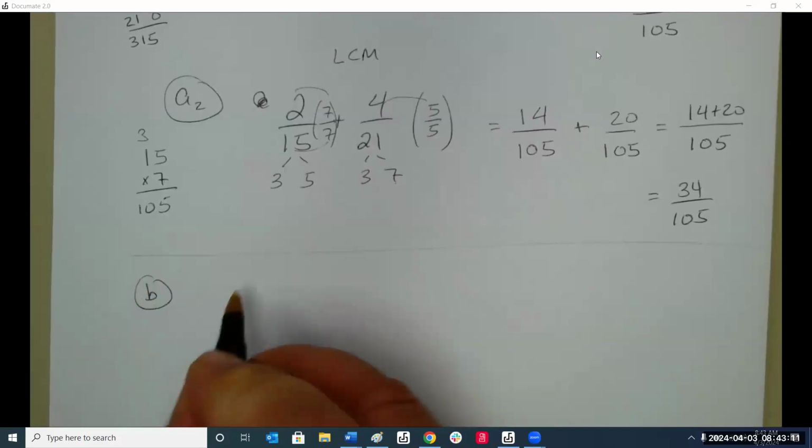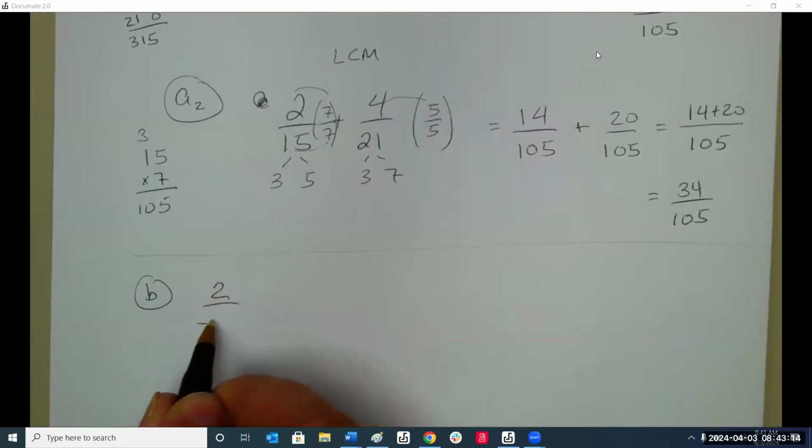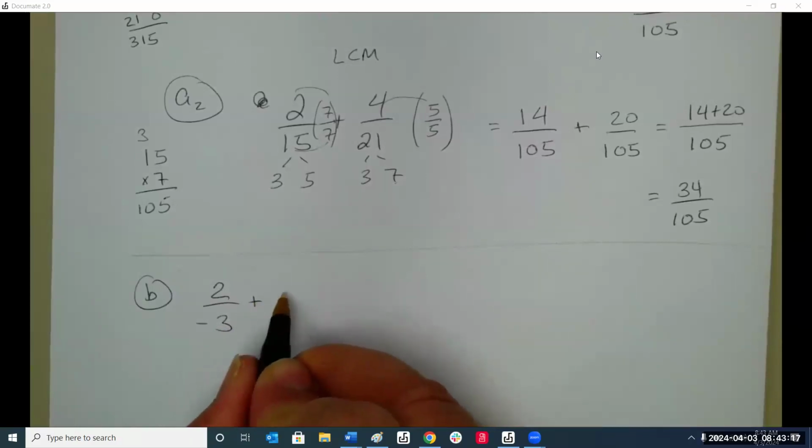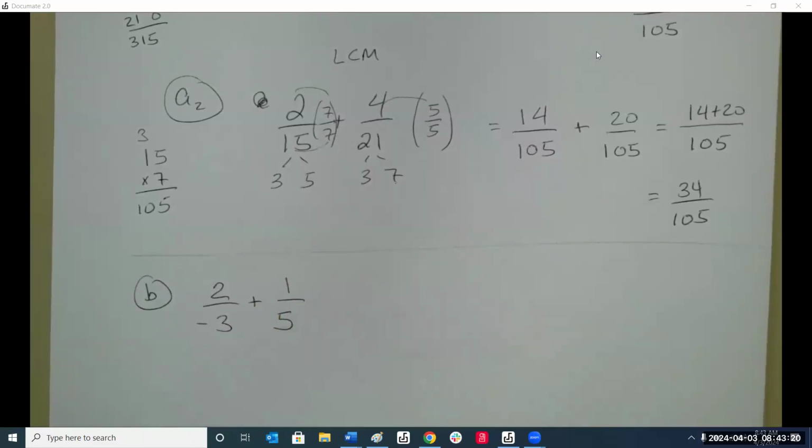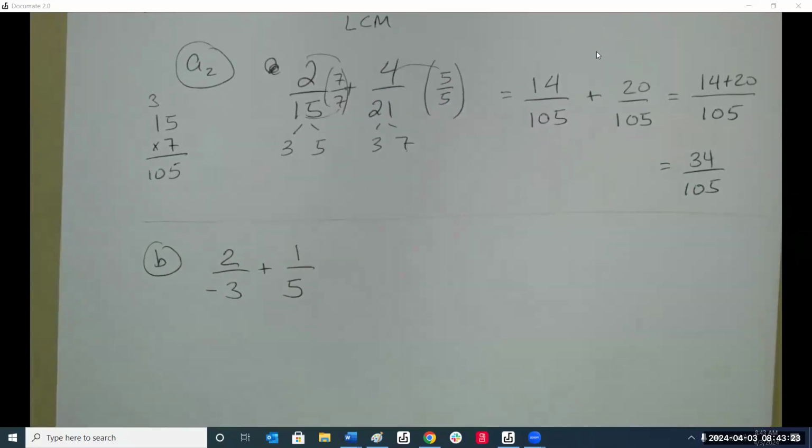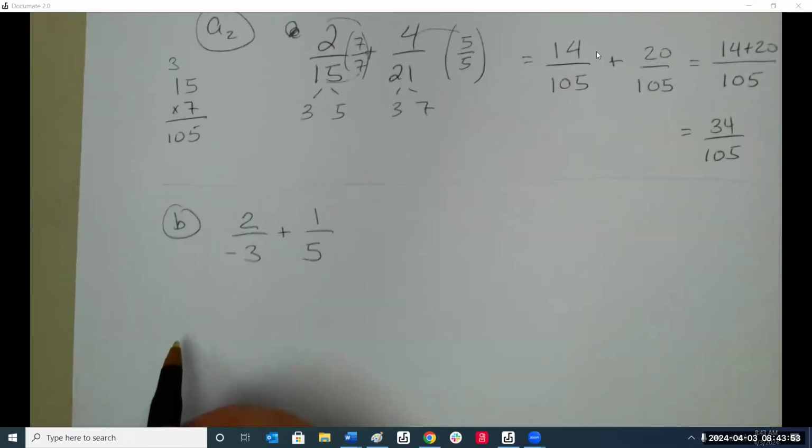B. 2 over negative 3 plus 1 over 5. How do we use this one? We have a rule in math that says that if you have a sign on your fraction, that sign belongs to which number? Top or bottom? Right, the top number.